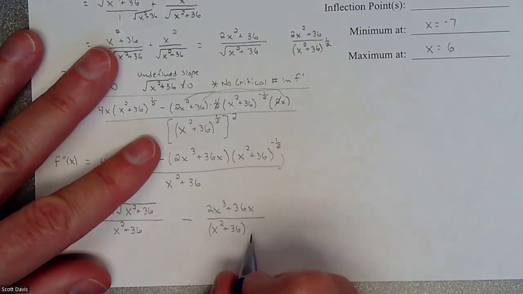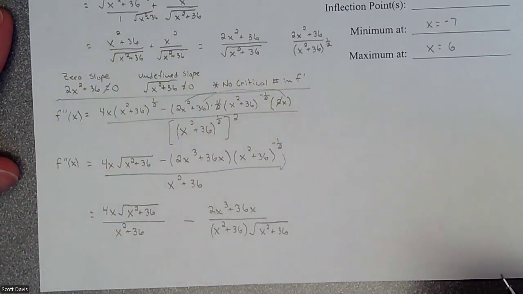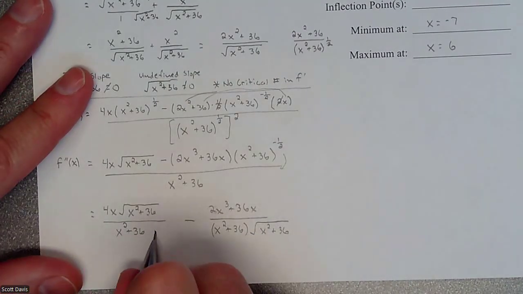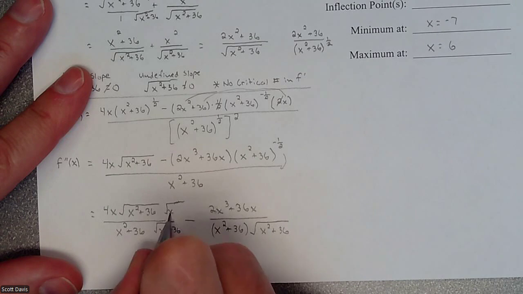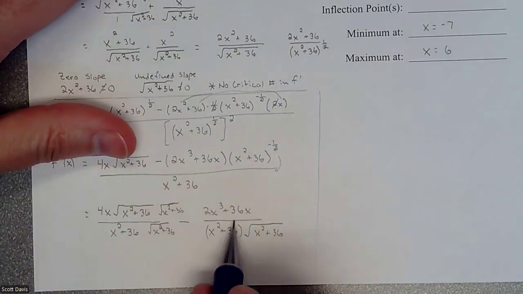So it's going to come down. I'm going to go ahead and turn it back into a square root. All right, we're getting there. So now I need a common denominator. So let's multiply this x squared plus 36, square root of x squared plus 36. All right, so that gets us a common denominator between the two.